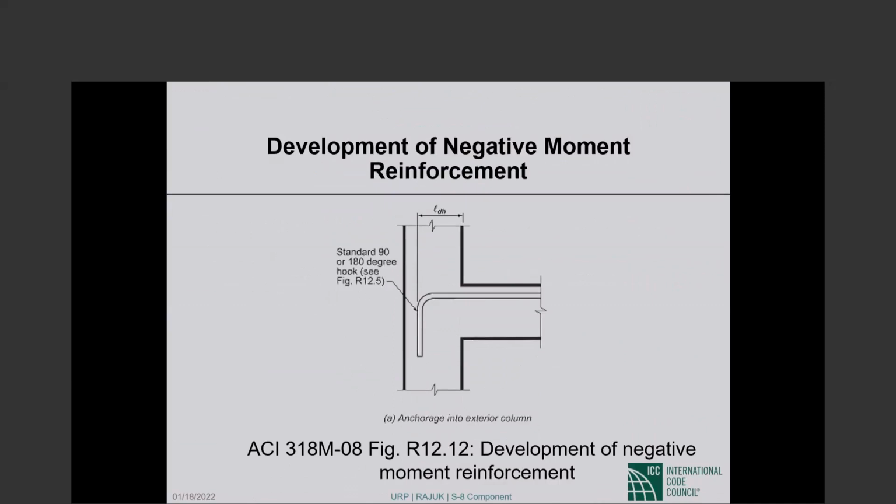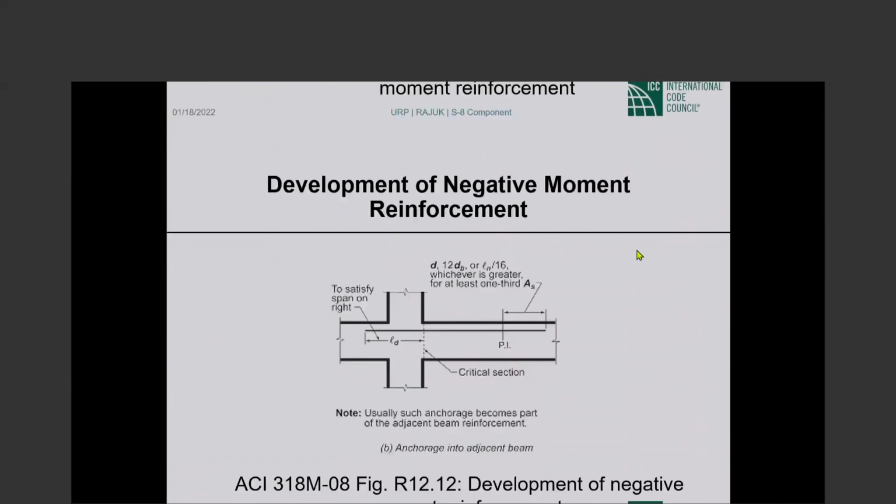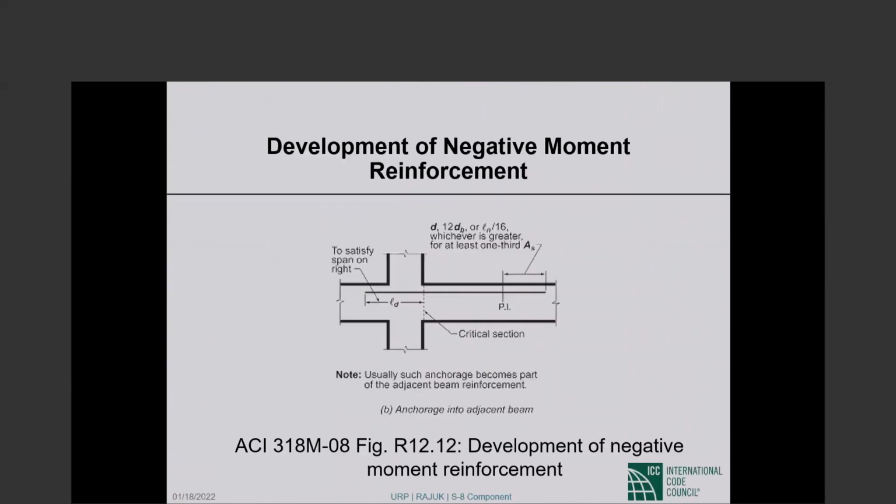This is a simple, straightforward picture. If you are terminating in this exterior column, all you need is hook bar development length, provided you have a standard hook at the end. However, this is what we were talking about beyond the inflection point.